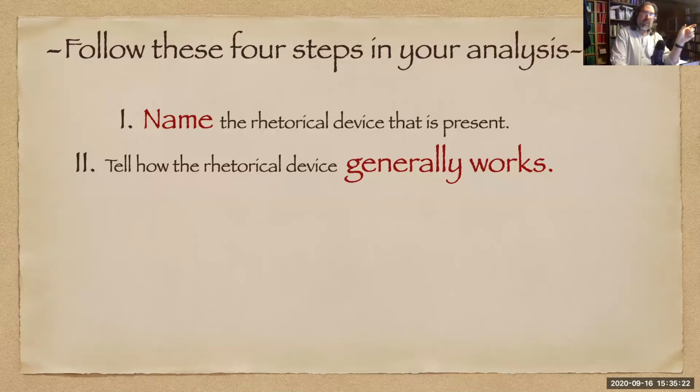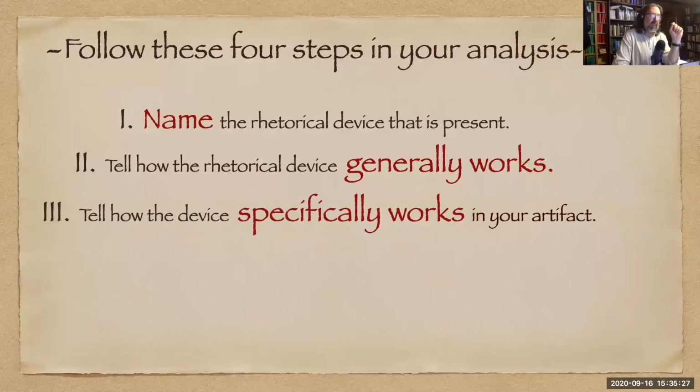Once we know what device is present and how it generally works, we go into that third step, and that's where you tell us how the device specifically works in your artifact. So we start out by saying, here's repetition. I see repetition in my artifact because I see the following phrases being repeated. Repetition generally works to do the following things: it increases a sense that this is important, it increases a sense of urgency, and it can increase memory so that something will be recalled in more depth later.